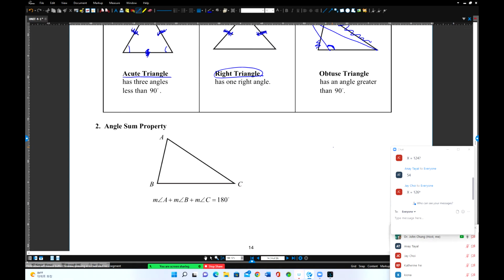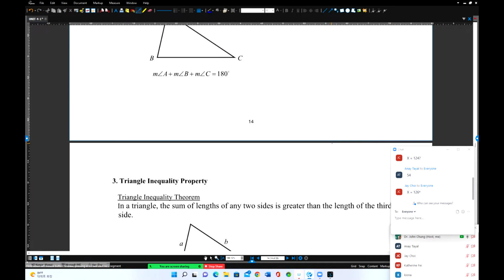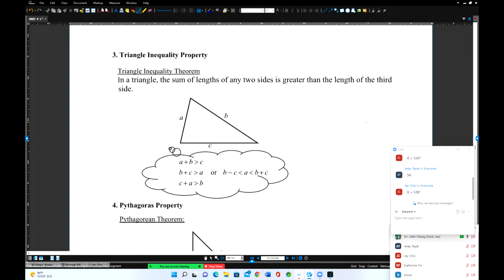Angle sum property. The sum of all interior angles is 180. We did that before. The next one, triangle inequality property. This is very important, because every triangle has what? 3 sides. 1 side, 2 sides, and 3 sides.